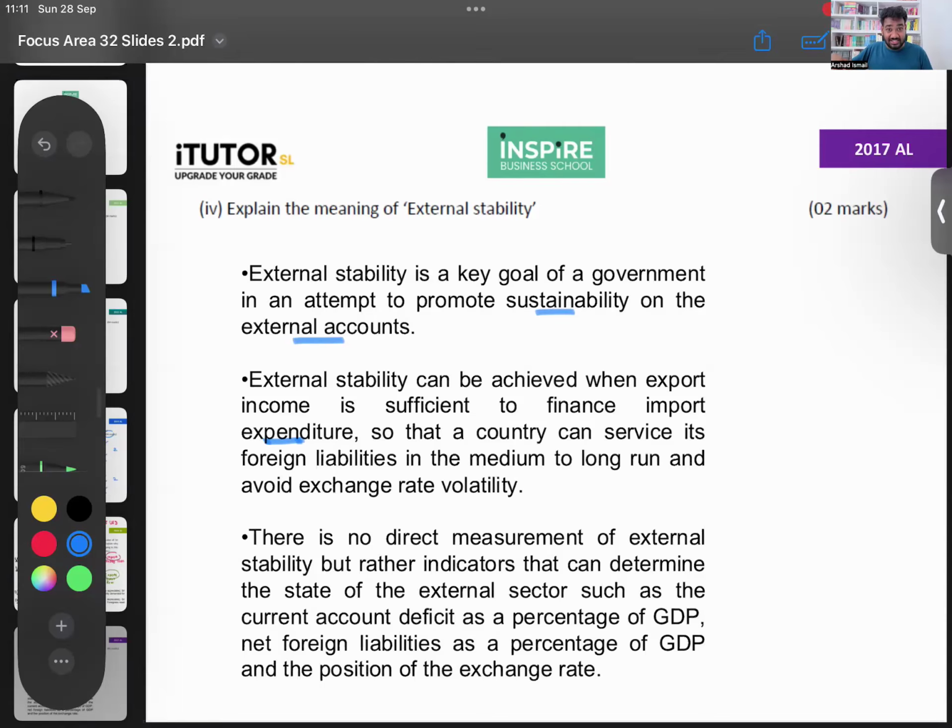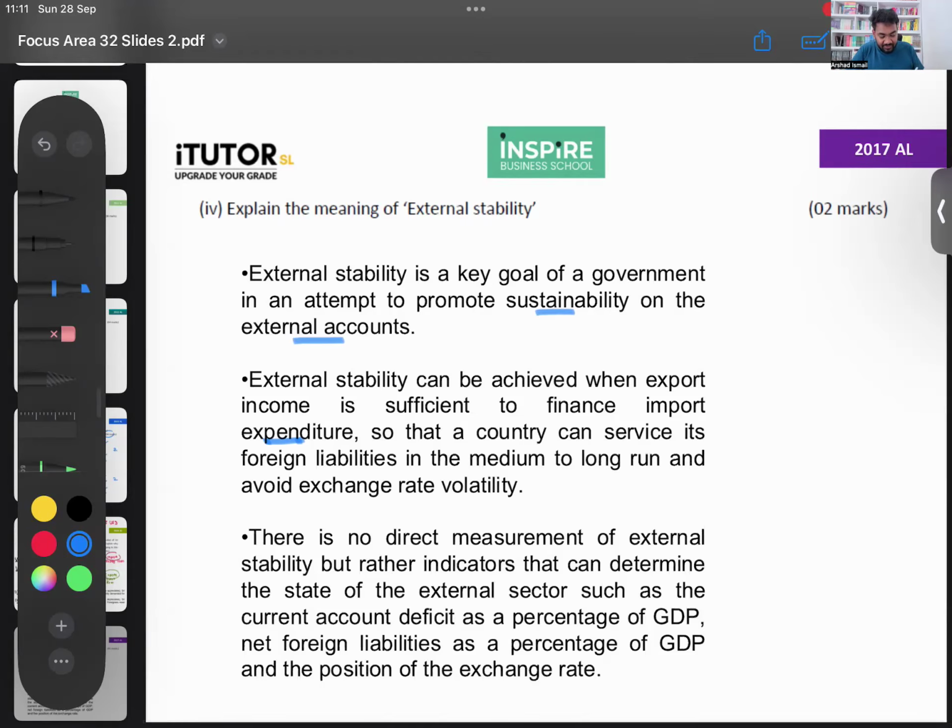So if you have, let's say, 20 billion of imports to pay, then you should also be getting around 20 billion of exports, or maybe 10 billion of exports and 10 billion of worker remittances. So if you're getting enough inflows to match your outflows, then your reserves will stay okay, your currency will stay stable, everything will be fine. That is what you call external stability.